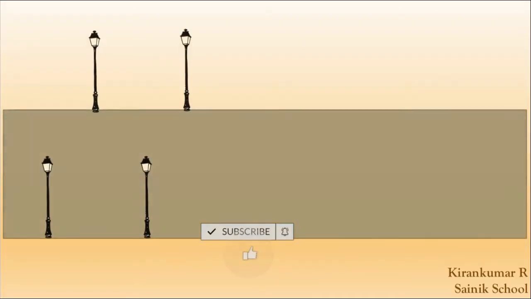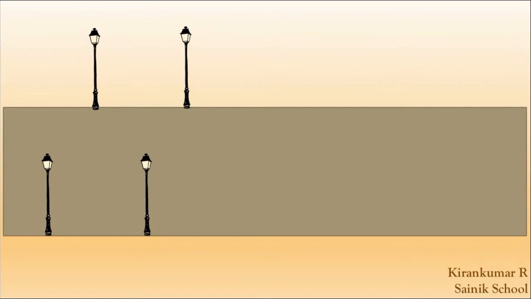Look at this. There's a road. On the sides of the road, there are street lights. On the poles of these street lights, if you imagine a triangle, by joining the bases, we get two triangles here. Look at these two triangles. Can you observe anything common between them?